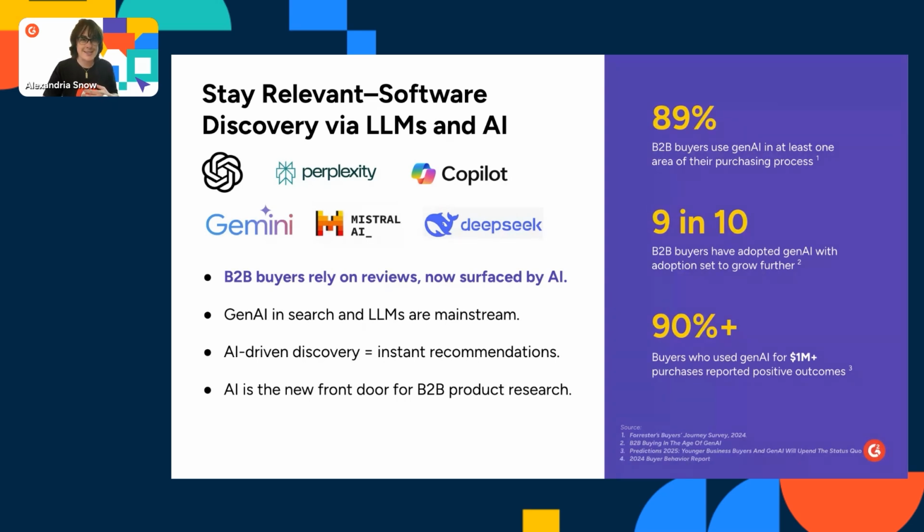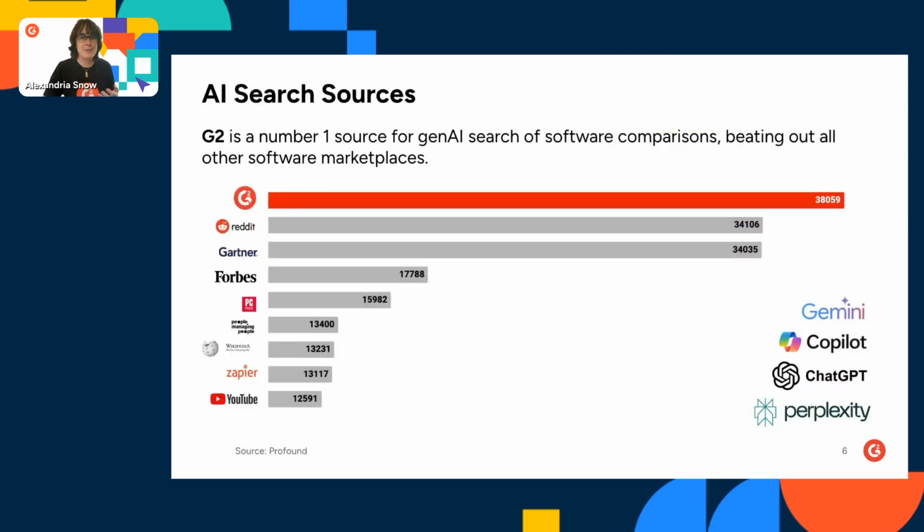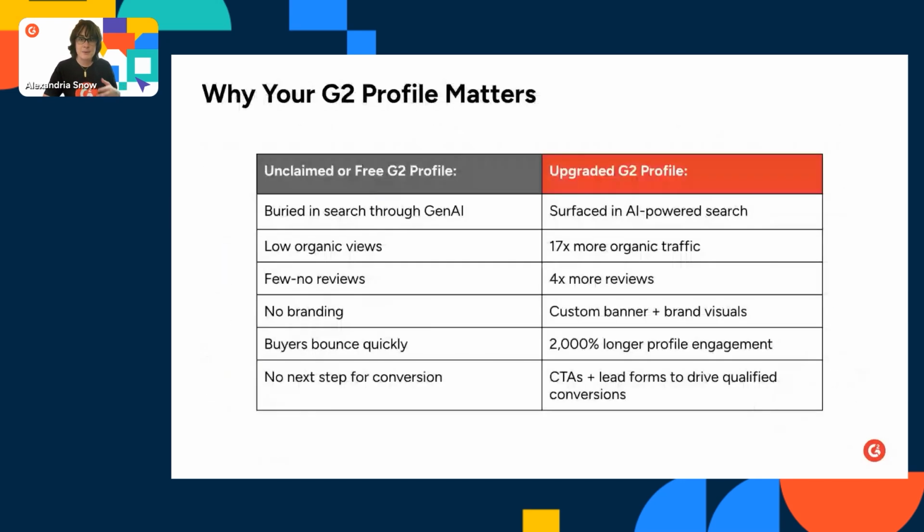Let's go ahead and go to the next slide. This is where I'm very pleased to share that G2 is a #1 source for LLM when it comes to software comparisons, beating out all other software marketplaces. This is sourced from Profound, and it's an exciting stat that we're excited about. And how can you make sure that you're showing up in these LLM searches? Well, that's where your profile and driving reviews really come in. So let's go ahead to the next slide.